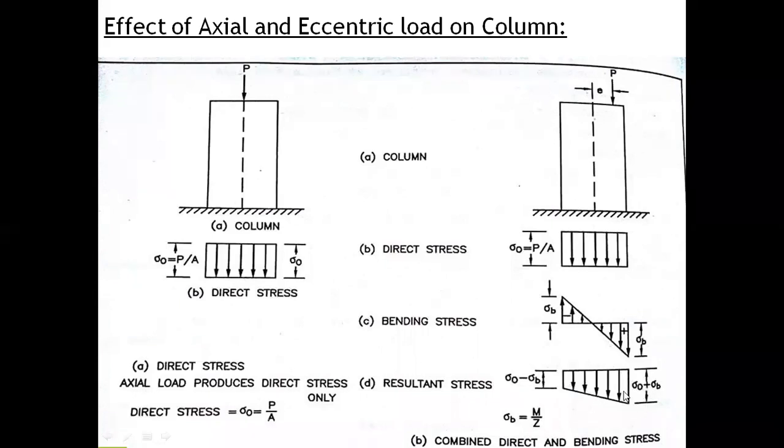Why is the stress more here? Because your load is acting on the right hand side of the column edge. That is the reason why the stresses will be more on this edge. So that's how the resultant stress is supposed to be considered.